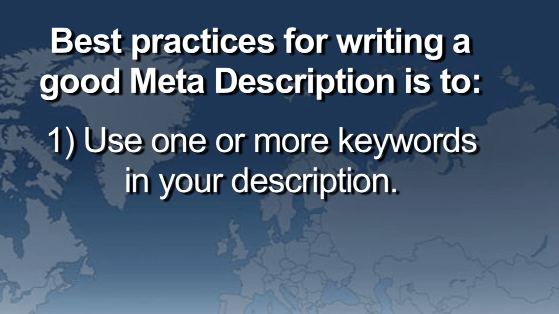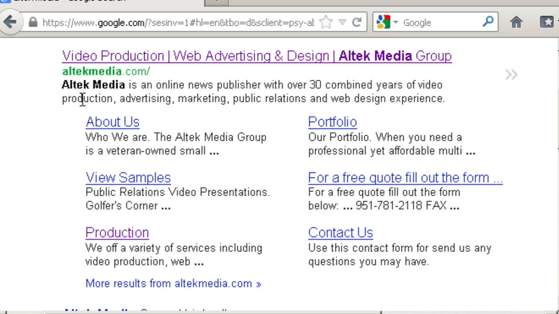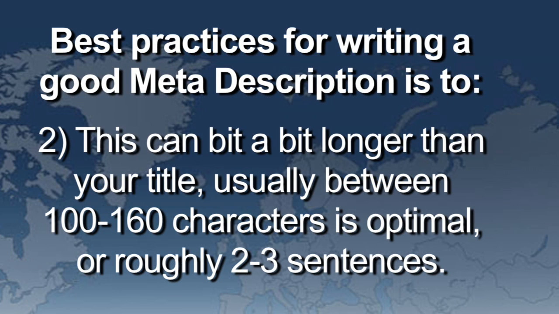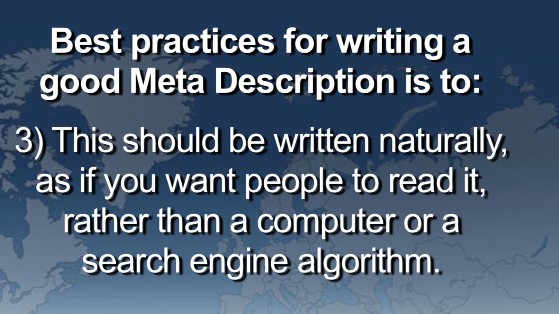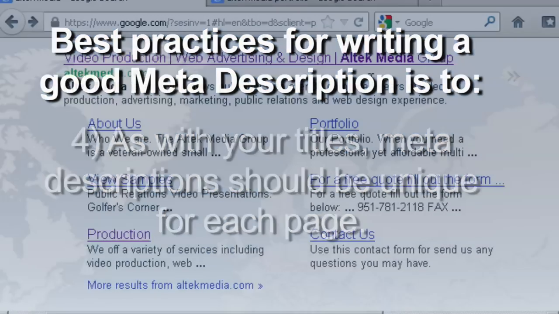The first thing, obviously, your keyword should be in the meta description, but unlike your title, it doesn't need to be in the front necessarily. Two, this can be a bit longer than your title, usually between 100 and 160 characters, or 2 to 3 sentences. Three, this one should be written naturally, as if you're writing it to be read by a human being, rather than a computer or a search engine algorithm. And four, as with your title tag, you should have a unique meta description for every page.